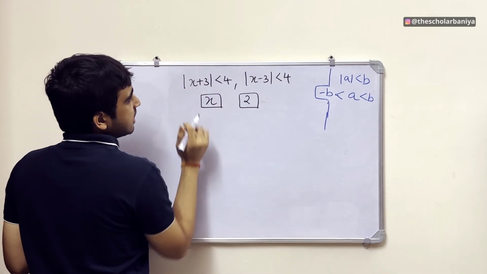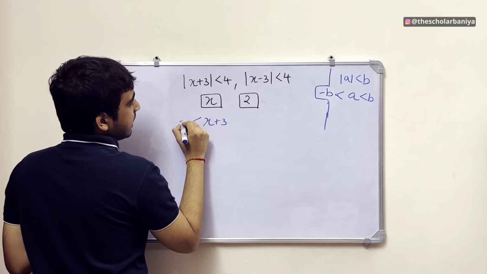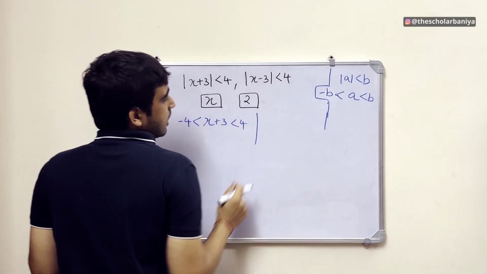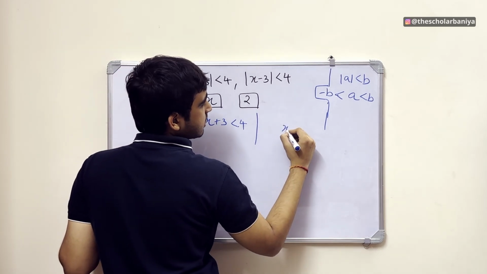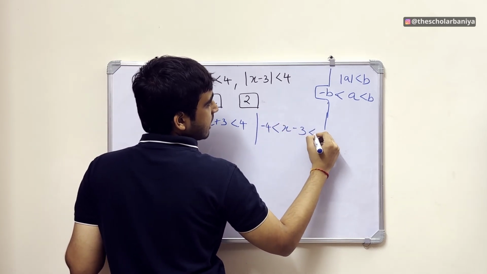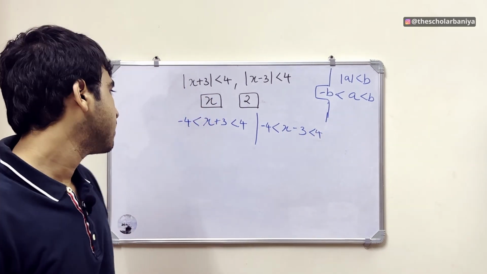|x + 3| < 4. That means x + 3 is greater than -4 and less than 4, right? And |x - 3| < 4 means that x - 3 is greater than -4 and less than 4. I think these two things should be absolutely clear.